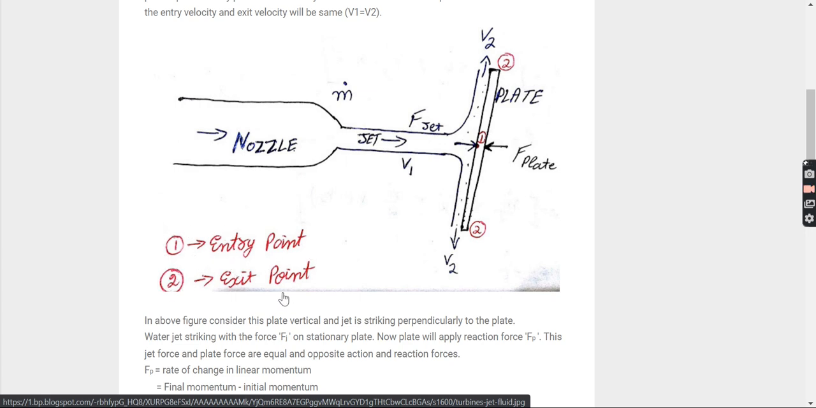These 1 and 2 basically represent entry and exit point as shown here. You can see that. Now let us assume that V1 meter per second is the velocity of water jet striking on this plate. Okay, and then it splits into two. Let us assume water jet splits into equal halves. So half mass flow rate will go there and half mass flow rate will go there. And water jet exits the plate with velocity v2 meter per second.